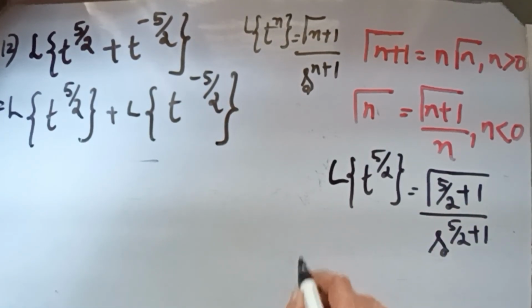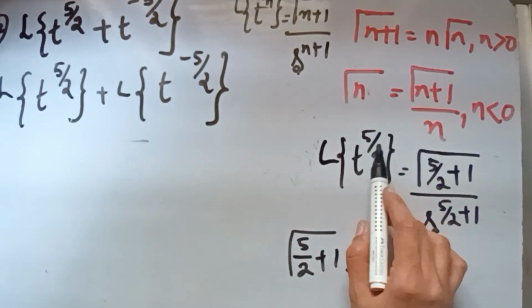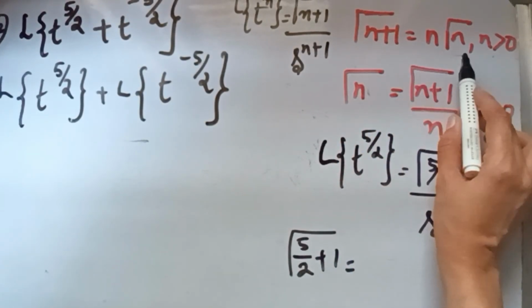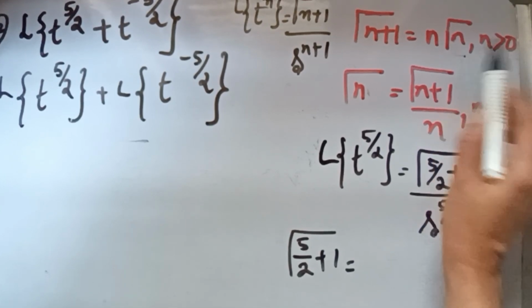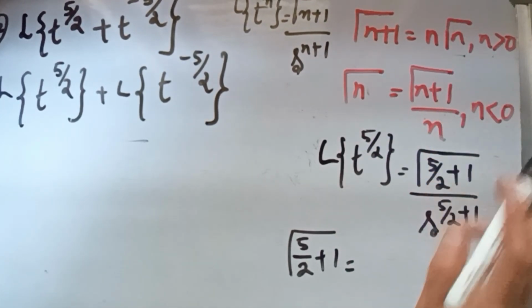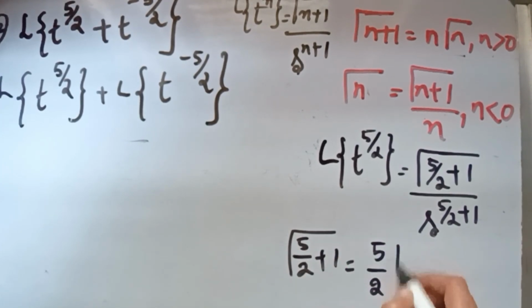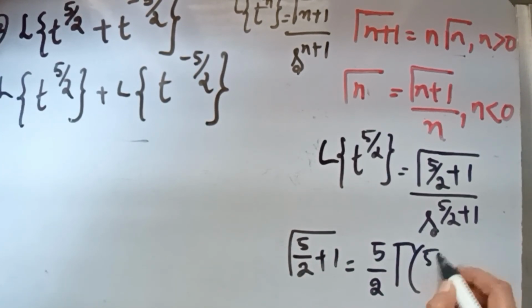Gamma of 5 by 2 plus 1 is equal to, as per the formula, if n is positive, this is the value of gamma of n plus 1. If n is negative, this is the value of gamma n. These two things you have to remember. Here n is positive now. So this is 5 by 2 into gamma of 5 by 2.